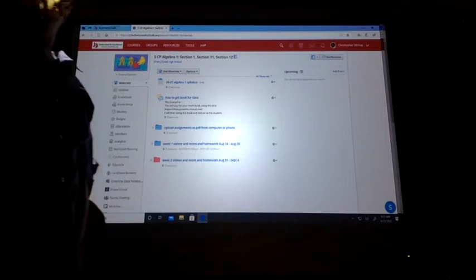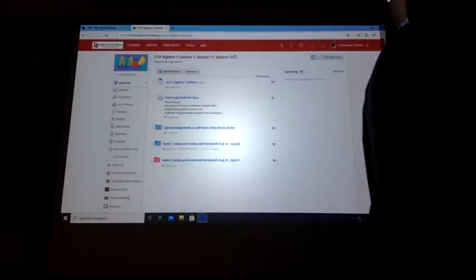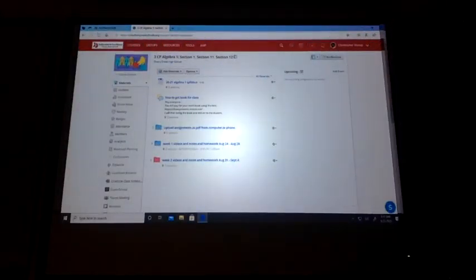I will always allow you to use a calculator on whatever you want. But some days it might be that 4-function calculator. Now let me explain where to find that 4-function calculator.